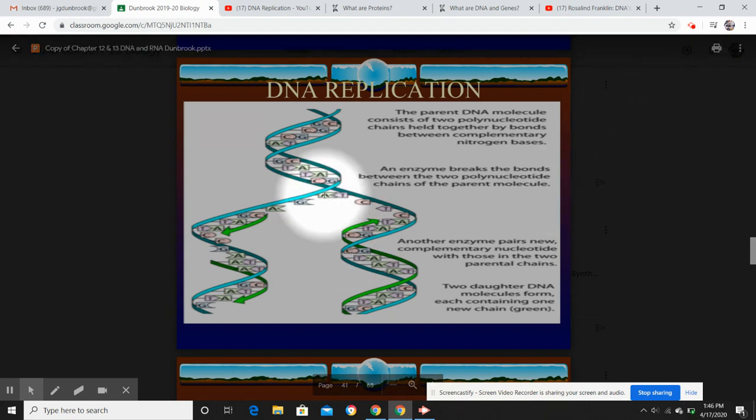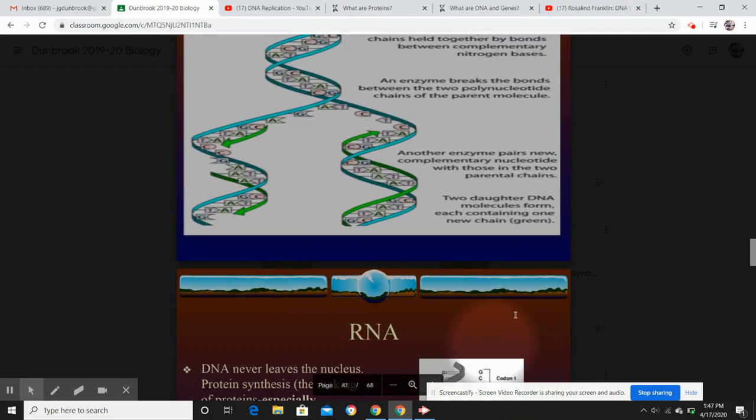So kind of interesting. So at the end, 2 new DNA molecules form each containing 1 new chain and 1 original chain. Last thing for today is right here. This is it.